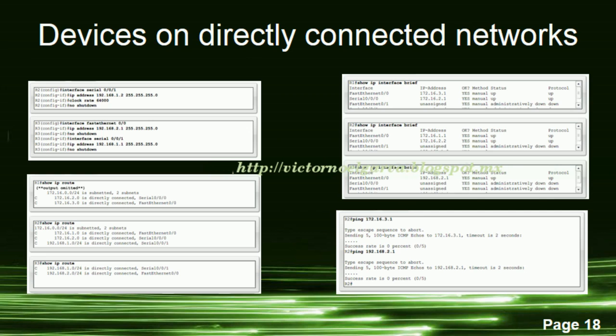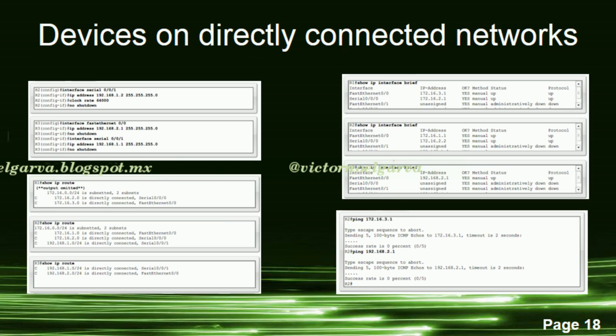Let's take a look at the routing table for R2 in the figure. R2 only knows about its three directly connected networks. Try to predict what will happen if we ping one of the FastEthernet interfaces on one of the other routers. Notice that the pings failed, as indicated by the series of 5 periods. It failed because R2 does not have a route in its routing table that matches either 172.16.3.1 or 192.168.2.1, which is the ping packet's destination IP address.